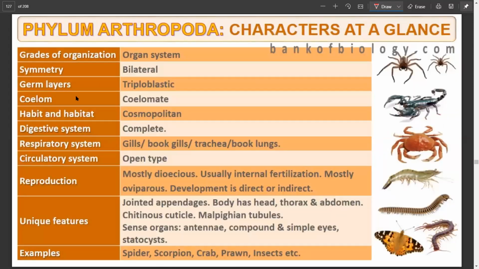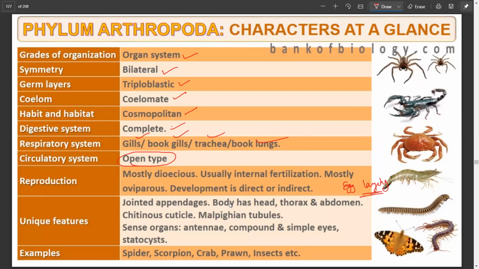If we summarize, we have organ system level organization, bilateral symmetry, triploblastic, coelomate, and they are cosmopolitan. The digestive system is complete. The respiratory system is by gills, book gills, trachea, or book lungs. The circulatory system is open type; there is no proper blood vascular system as you see in higher organisms. They are mostly dioecious, with internal fertilization, and oviparous. They are egg laying, which is again something new, and the development is direct or indirect.